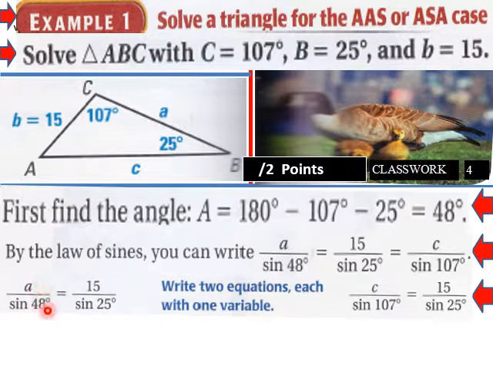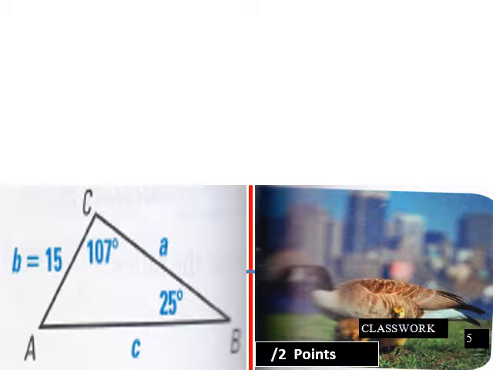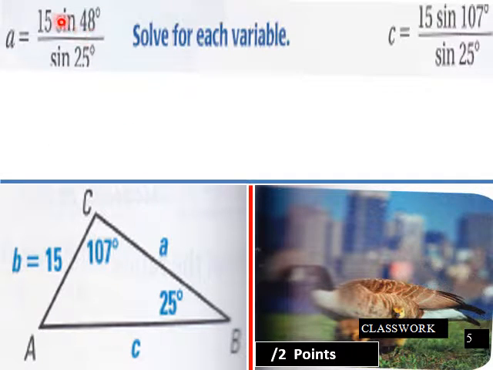So a over sine 48 equals 15 over sine 25. Write two equations, each with one variable: c over sine 107 equals 15 over sine 25. So a would equal 15 sine 48 over sine 25, and then c would equal 15 sine 107 over sine 25.